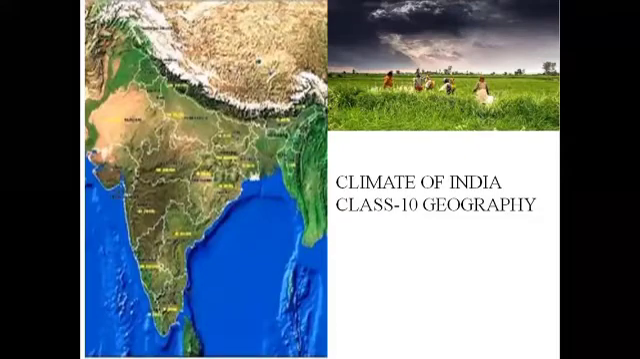Now what is climate? It is the atmospheric condition of a particular region for a longer period of time. The climatic condition which prevails over a certain region for a longer period of time is called climate. Now this climate is based on a few factors: temperature, rainfall, atmospheric pressure and direction of winds.